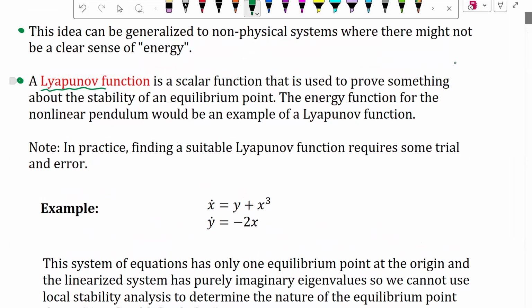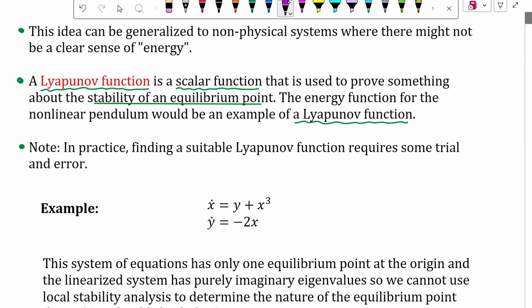A Lyapunov function is a scalar function, meaning it has a scalar value, that is used to tell us something about the stability of an equilibrium point. So the energy function for the nonlinear pendulum is also an example of a Lyapunov function. Now, I'll tell you in advance that finding a Lyapunov function in practice can be challenging, but we are going to get some practice.